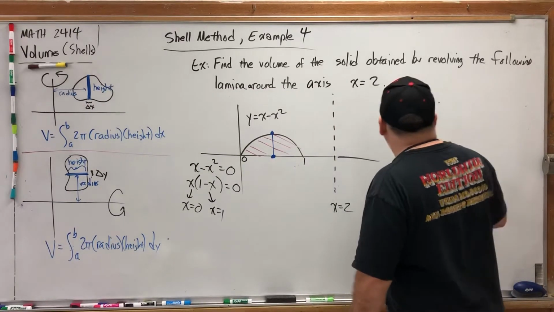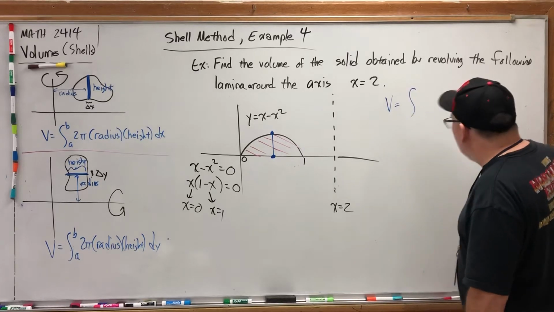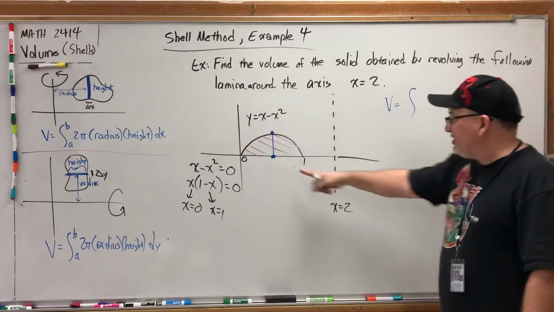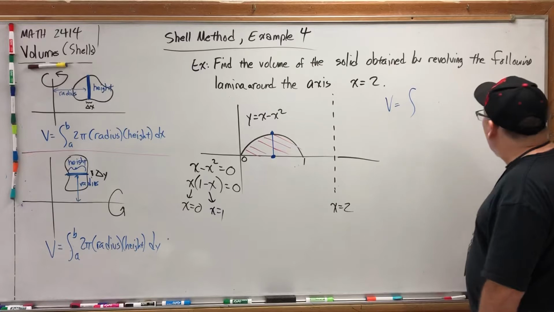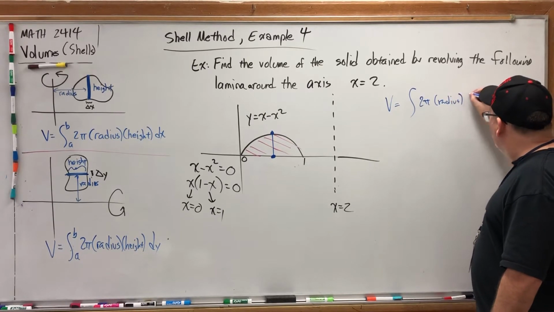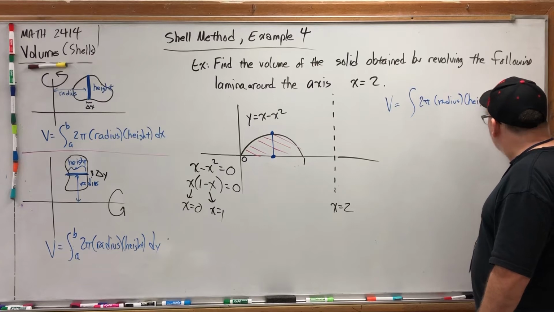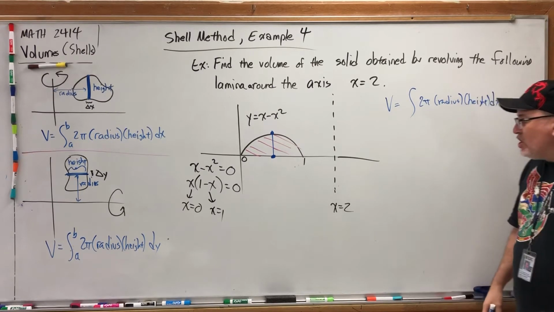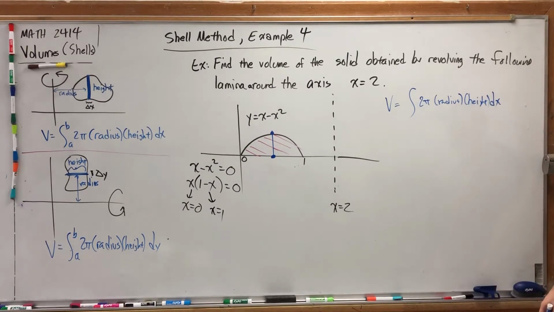And remember, the shell method is the integral, this will be a dx integral because the skinny side is x, of 2 pi radius height. And we know what our limits of integration are.